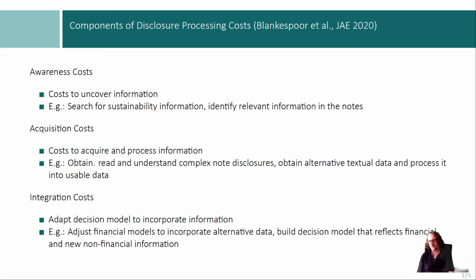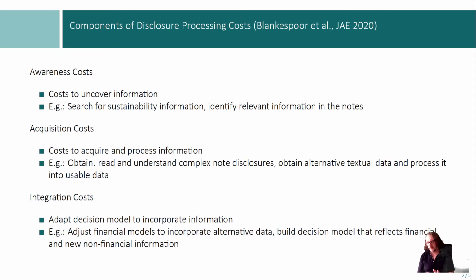Now, acquisition costs is the next level. Once you become aware that this information exists in general, you still have to acquire it, meaning that you have to obtain it and process it to a level so that it becomes information for you. That might require some algorithmic processing, like natural language processing, or some other means to distill the information from, let's say, the signal. Sometimes this is easy and very straightforward, sometimes this is hard, because information can be very complex.